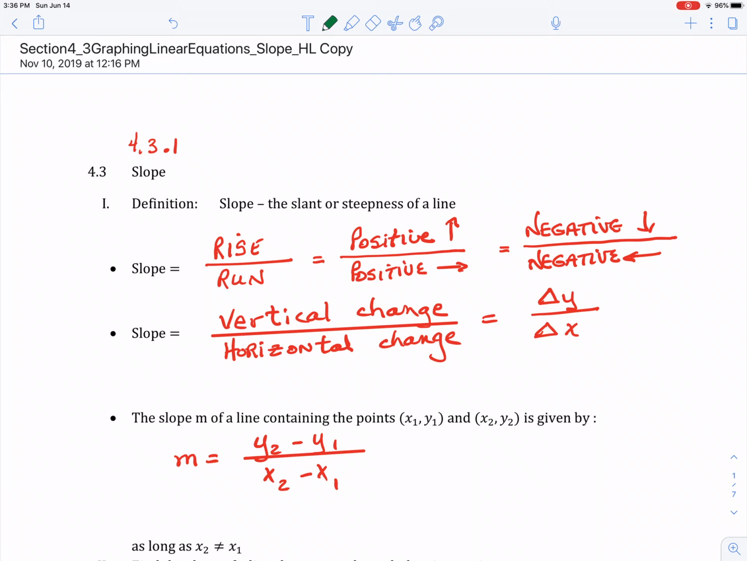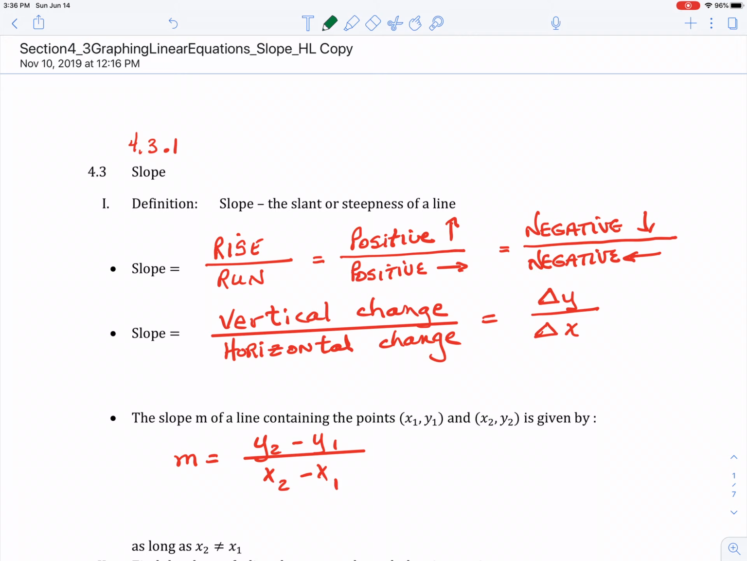I'm in Chapter 4. This is Section 3, and this is my first video. So I've numbered it 4.3.1. So we want to start off here with the definition of slope.